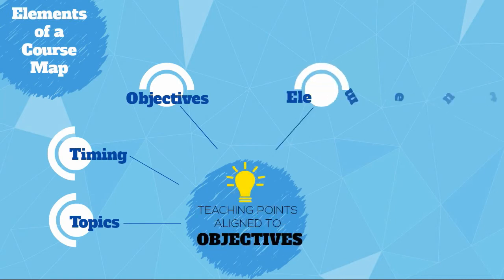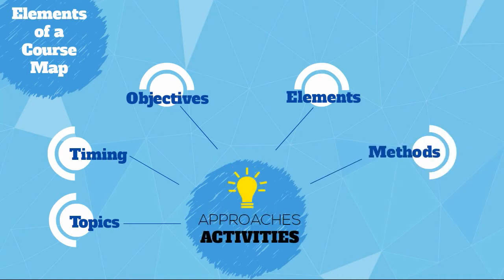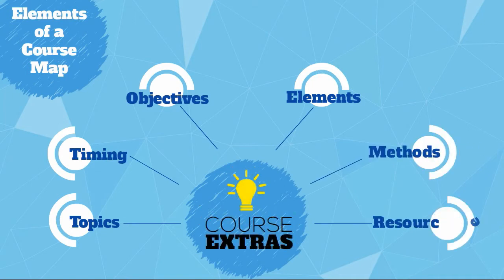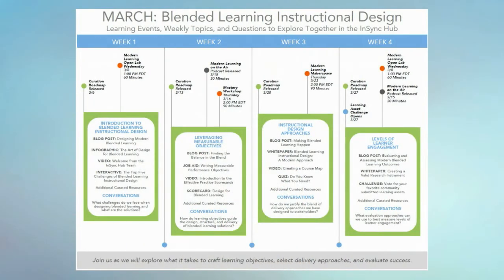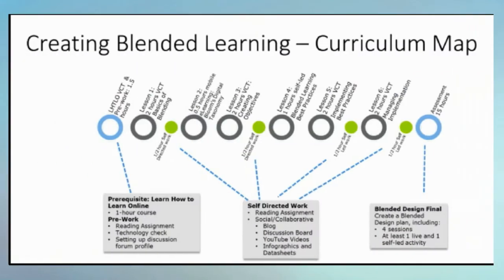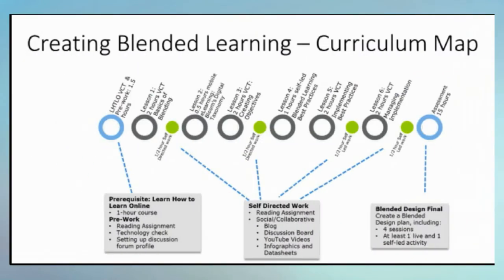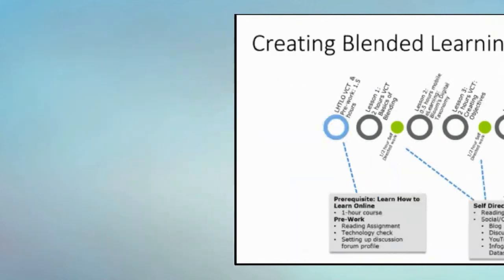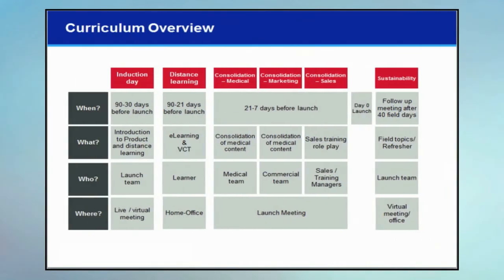Elements are the teaching points aligned to the objectives. Methods are the approaches and activities used. Resources are extras used to support the course. There are no hard and fast rules in developing a course map. As you can see, the samples here take on a variety of shapes and sizes. Some include more than the basic areas listed previously. Add additional details as needed for your unique course.